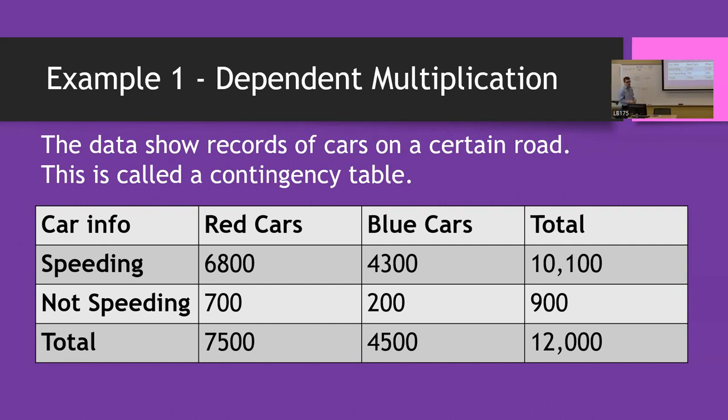Well, pretty clear, hopefully. Out of the speeding group, 6,800 were red. Again, since I'm picking out of the speeding group, I'm not using anything other than the speeding group and the red cars within the speeding group. Does that make sense? So I'm putting in 6,800.